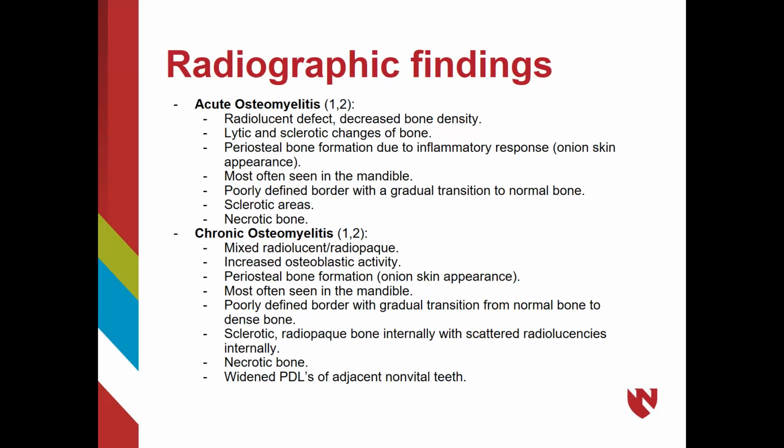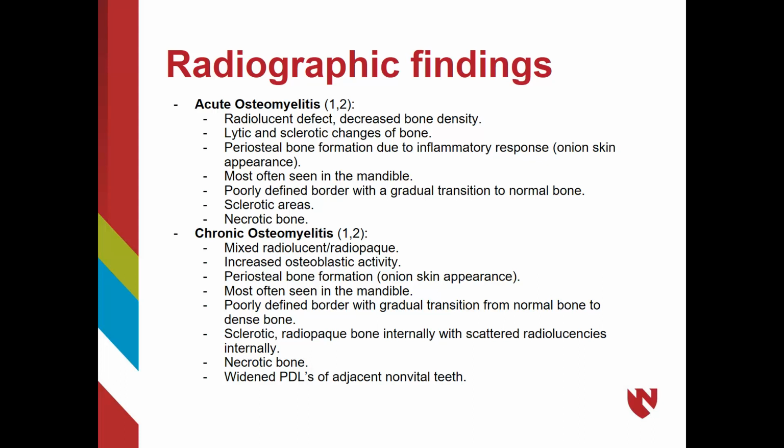Radiographic findings of acute osteomyelitis include radiolucent defects with decreased bone density, lytic and sclerotic changes to bone, periosteal bone formation due to the inflammation, most often seen in the mandible, with poorly defined gradual transition to normal bone, and oftentimes necrotic bone. Chronic osteomyelitis is also most often seen in the mandible, with mixed radiolucent and radiopacities.